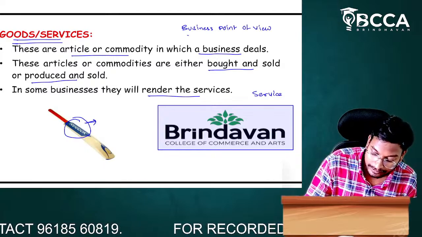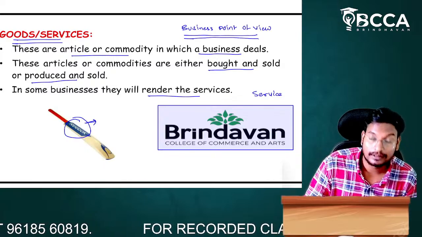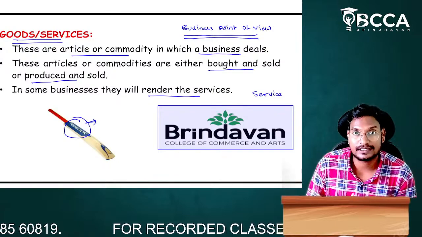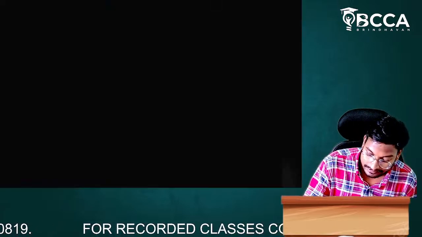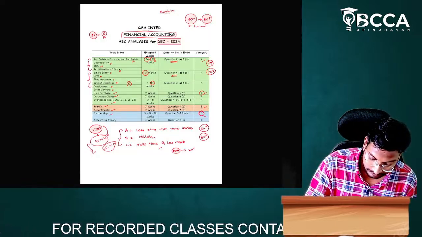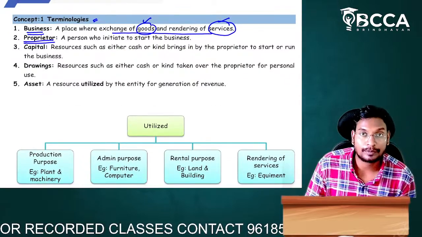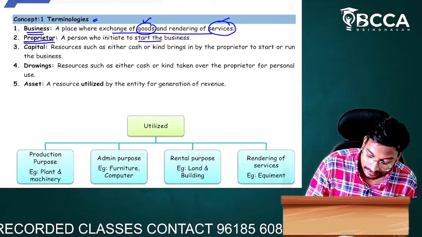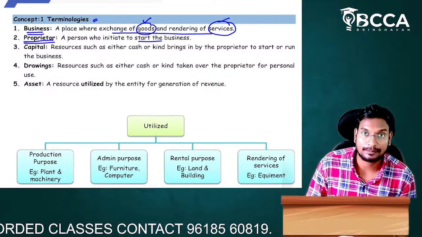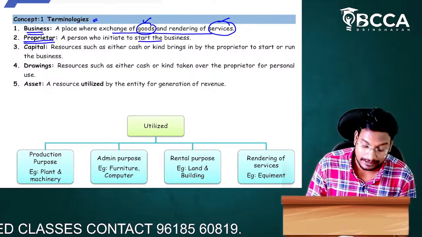From which point of view do we have to think, sir? From now onwards, we have to think from the business point of view. Okay, next, the meaning of proprietor. Proprietor means a person who starts the business. The person who starts the business is called a proprietor.